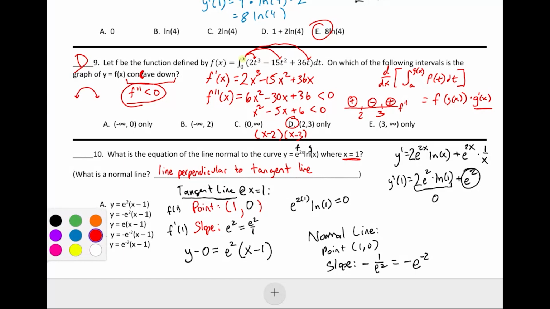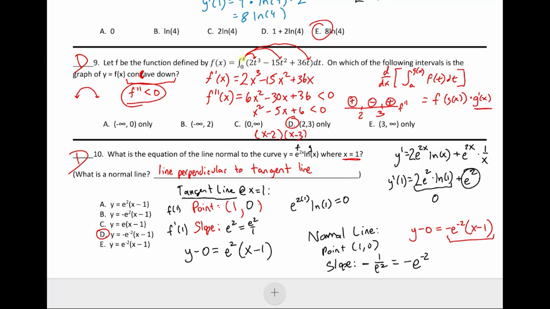So the equation of the normal line will be y minus 0 equals negative e to the negative second power times x minus 1. Now, the answer choices are not going to have the minus 0 there because anything minus 0 is just itself. So you can kind of ignore that part. But the rest of it, we're looking for this expression here. Negative e to the negative second power times x minus 1. Our answer is D. Whew.